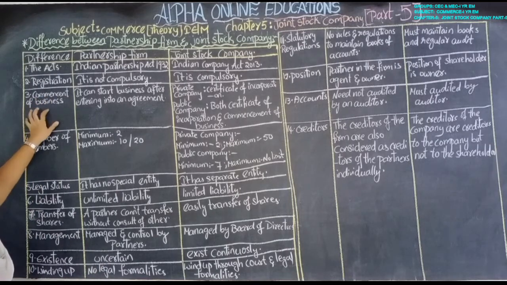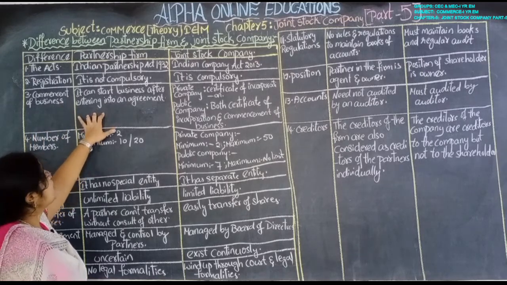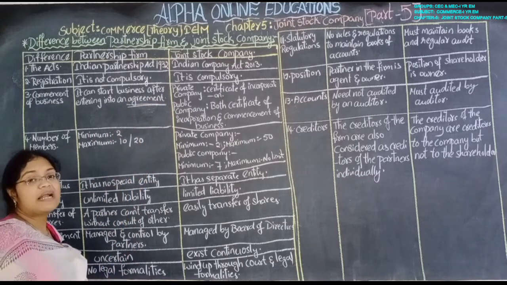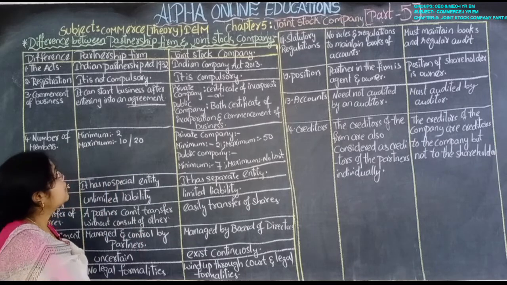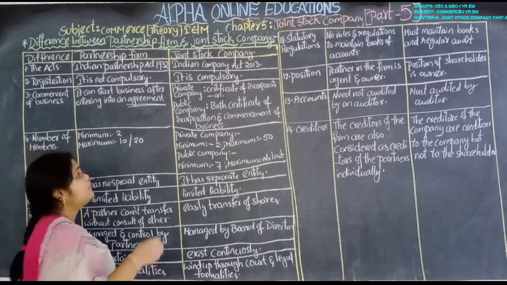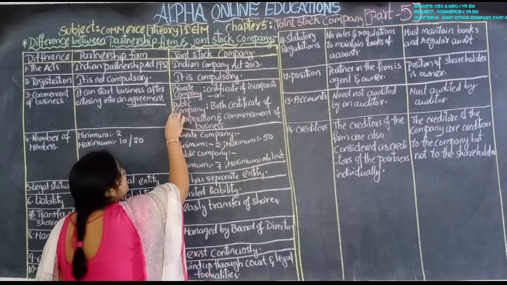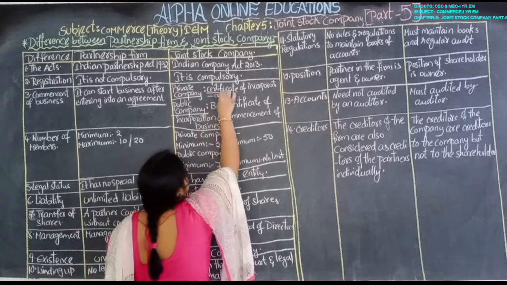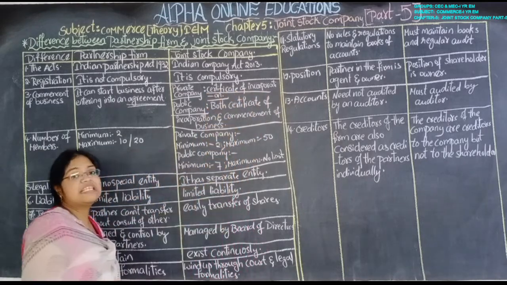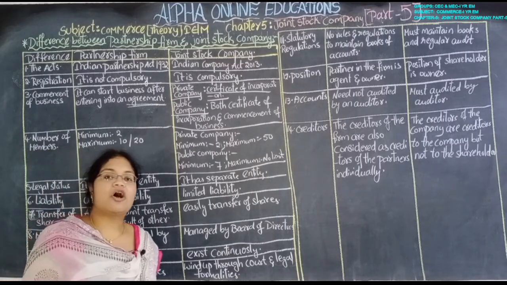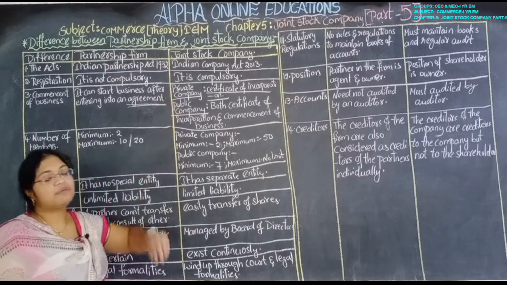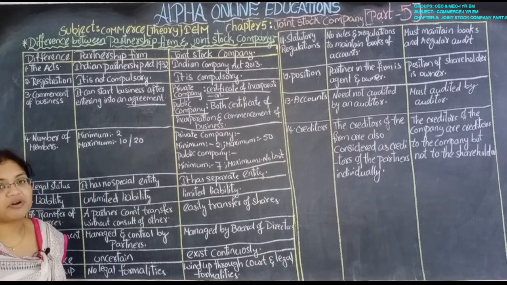Next, commencement of the business. When can the business be started? The partnership business can be started after entering into an agreement. But whereas in a joint stock company, we have two types of company, private company and public company. A private company can start its business after getting the certificate of incorporation from the registrar. The private company has to get the certificate of incorporation from the registrar.